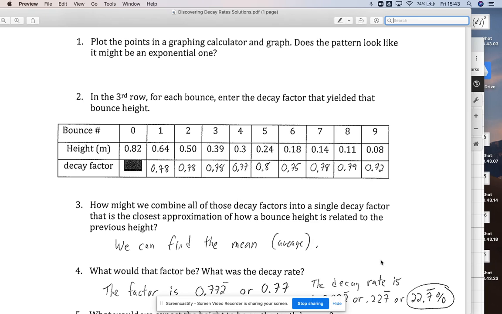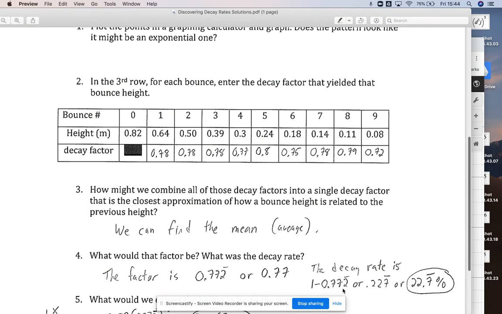And so it's decaying by, if I take 1 and I subtract 0.772 from it, I actually get 0.227 repeating, which if I change that to a percent, and sometimes you can give the decay rate as a decimal, or you can give it as a percentage. If I move the decimal 2 places, usually you hear it as a percentage, 22.7 repeating percent. That is the decay rate.